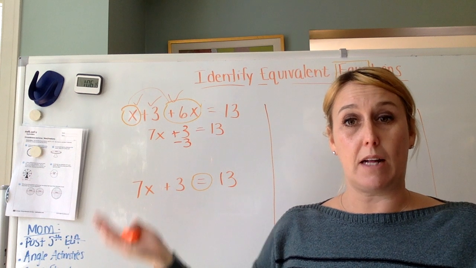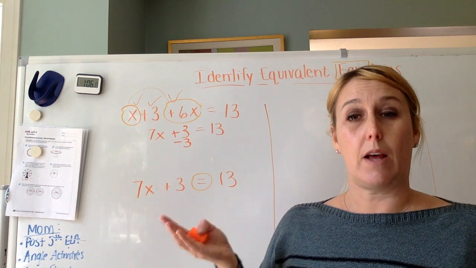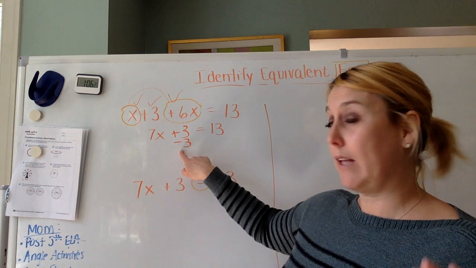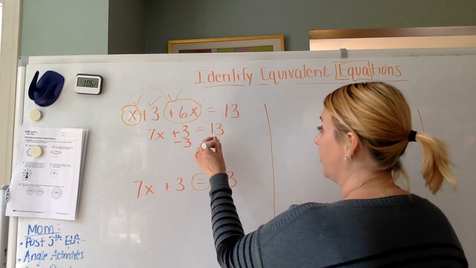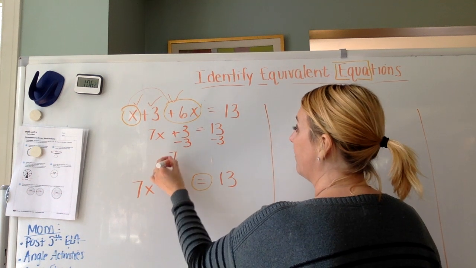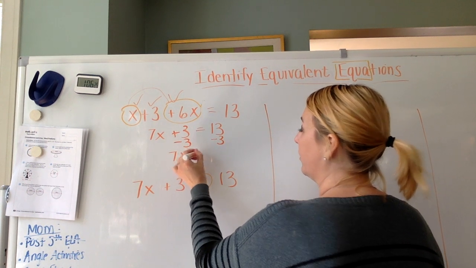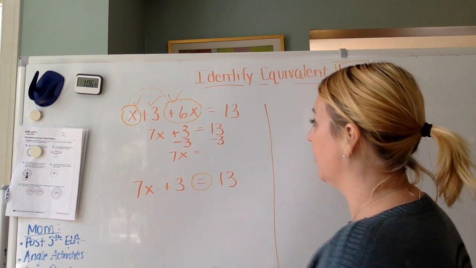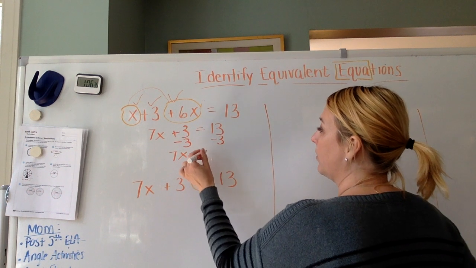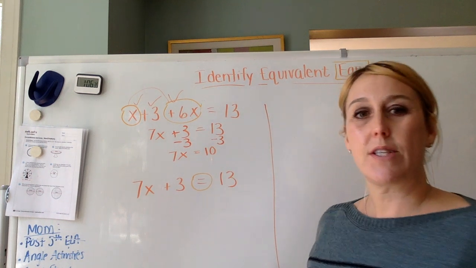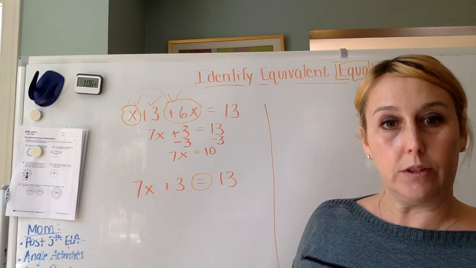That's where that balance picture was taking place on the other two pages. If I do it on the left of the equal sign, I need to do it on the right. I need to do the same thing. So now I have 7x equals, and I don't have the 3 anymore because 3 minus 3 is 0. I've wiped that out. Equals, what's 13 minus 3? It's 10. Now I have 7x equals 10.